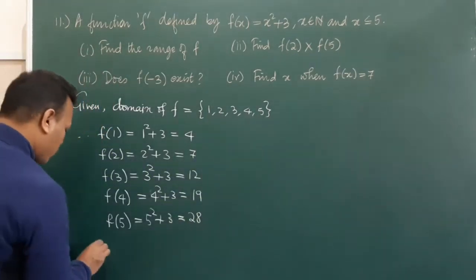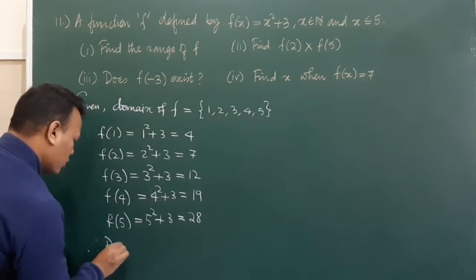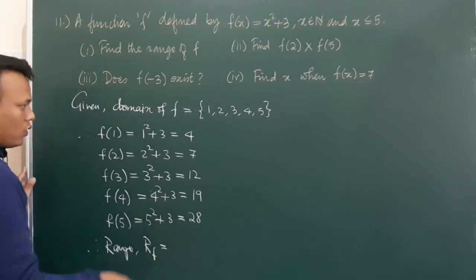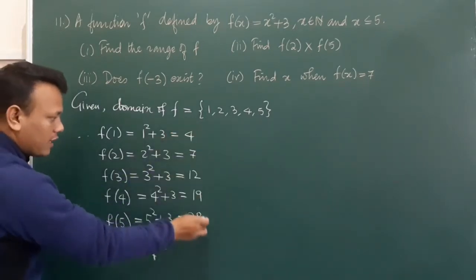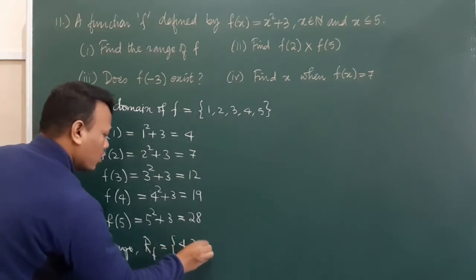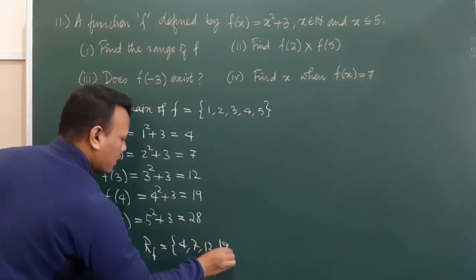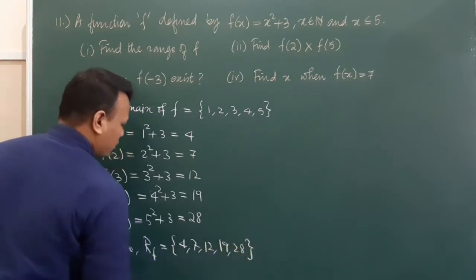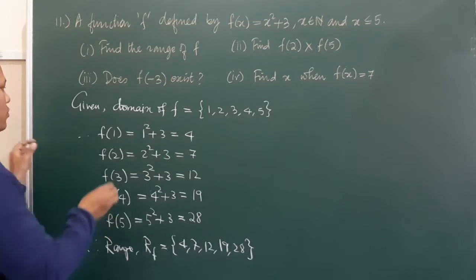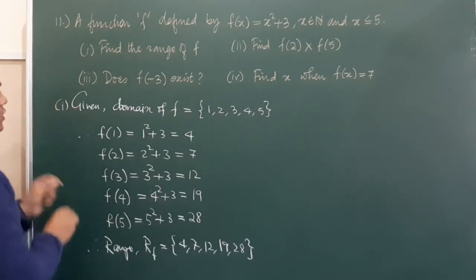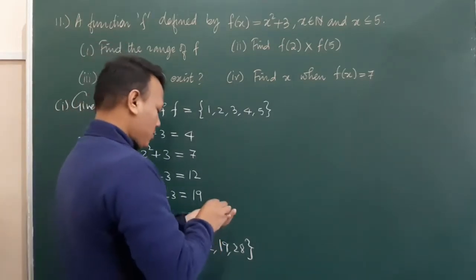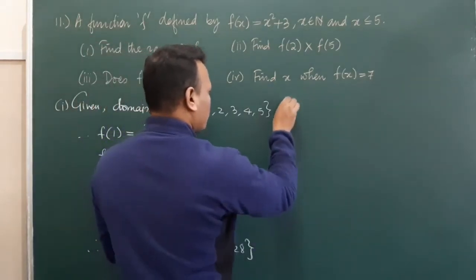Alright. So therefore your range of f, or you can write rf, will be equals to the possible values of fx. So we will get 4, 7, 12, 19 and 28. So this will be the range of your function. Okay, so this is my first answer. Second says find f2 into f5. So the second part is also easy.